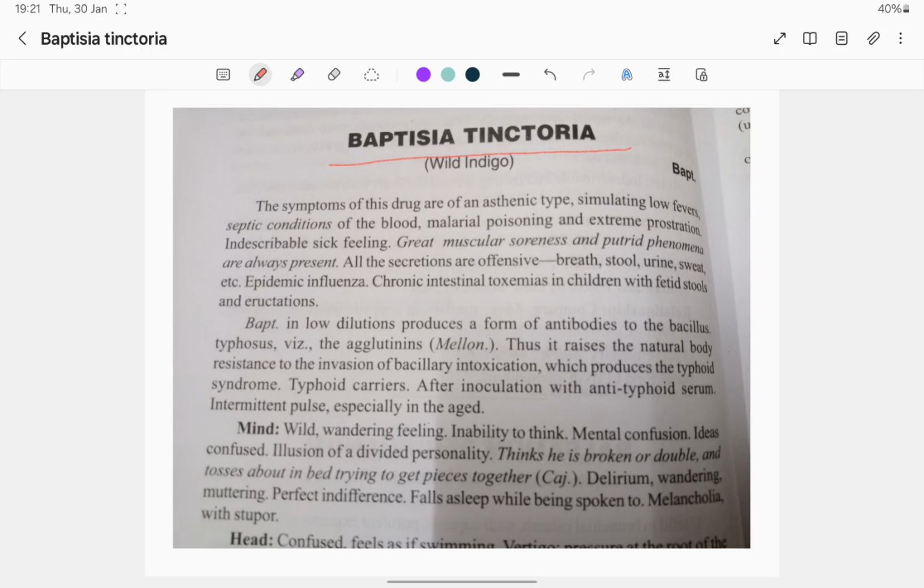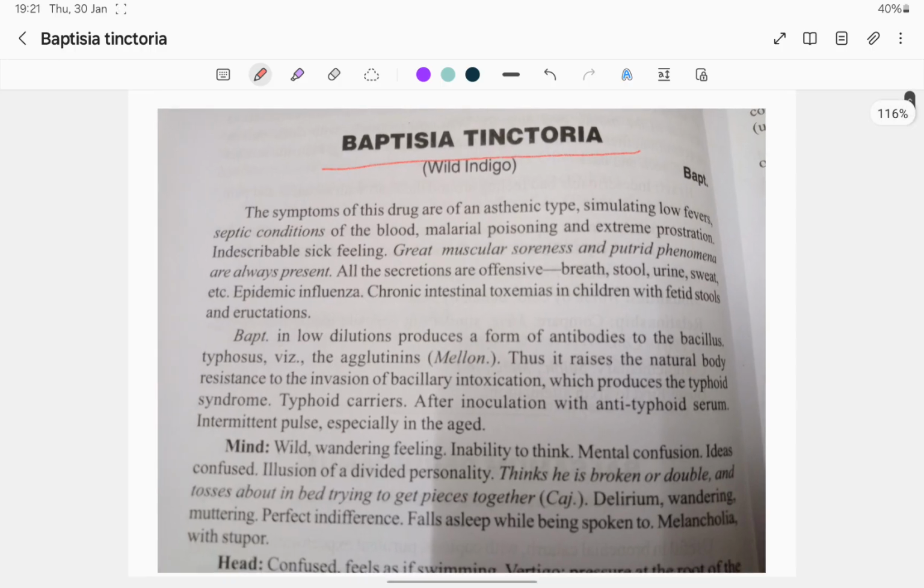Baptisia tinctoria. This slide is from Boericke Materia Medica. Wild indigo. Here it is written, the symptoms of this drug are of an asthenic type. What do you mean by asthenic? Asthenic means reactive power very less, the reactive power of the body is very less. Dullness. Simulating low fevers, mainly typhoid fevers, this remedy is very much useful.